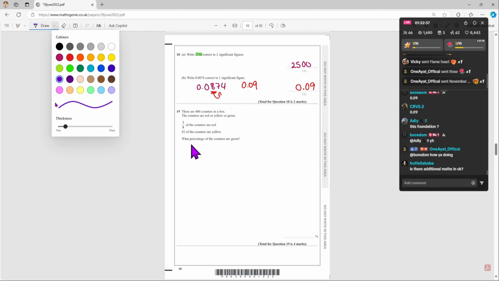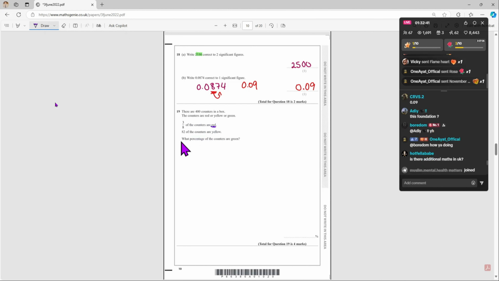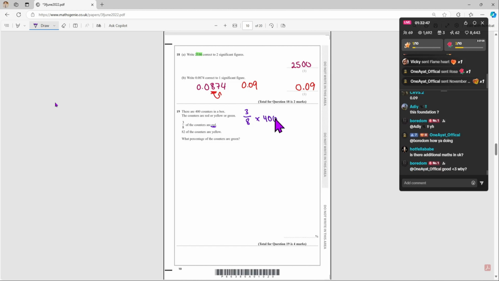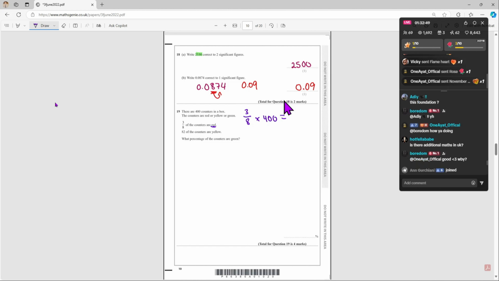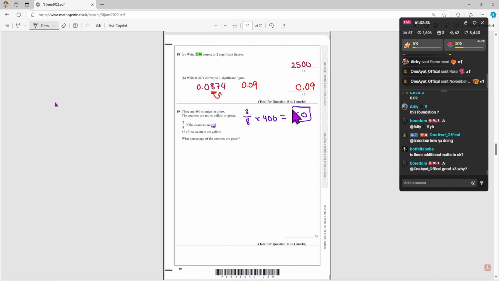So the first thing we have to do is work out how many counters are red. The red counters, we're going to do 3/8 times 400. You can do this in the calculator, work out 3/8 of 400, or you can do this mentally. If you do this in your calculator, you will get 150 counters. 150 counters are red.